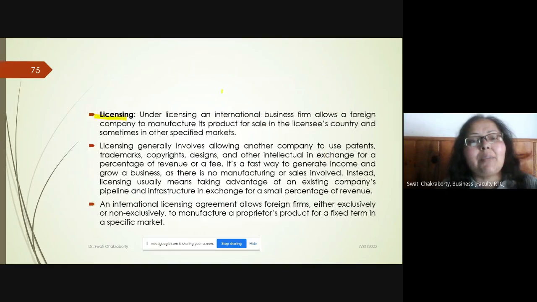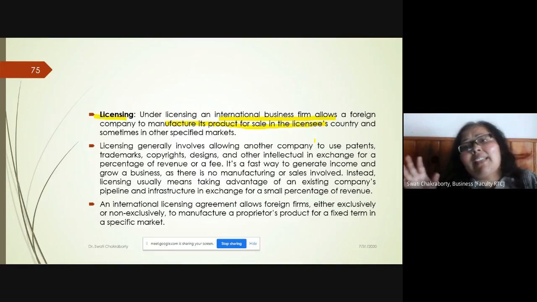Okay. Next comes licensing. Licensing is where you are giving permission to a foreign company to manufacture your products and sell them, giving them the permission or the license. You are giving permission or a license to a firm in that country to do it. So you are the licensor because you're giving permission, and that firm in the foreign country is the licensee. So they would be manufacturing on your behalf, right? Actually you're allowing another country to use your patents, trademarks, copyrights, designs, and other intellectual aspects.